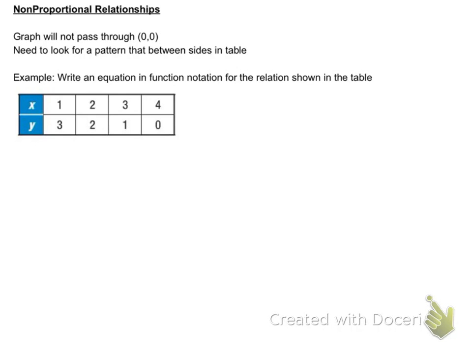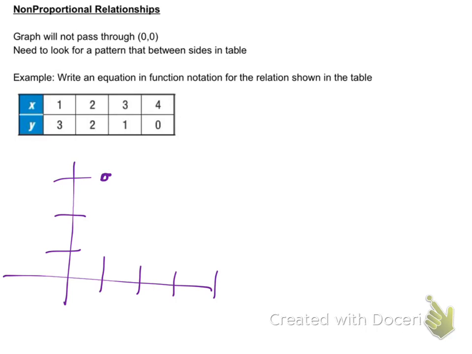So, when I put a 1 in, I get a 3 out. When I put a 2 in, I get a 2 out. If I put a 3 in, I get a 1 out. If I put 4, I get 0. So let's graph this real quick. I think that's easy enough. 1, 2, 3, 4, and 1, 2, 3, right? 1, 3; 2, 2; 3, 1; and 4, 0. Here's your graph. You can definitely see that does not go through 0, 0. It's still a line, though, isn't it? Yes. Which means it should have a slope that's constant, a rate of change.